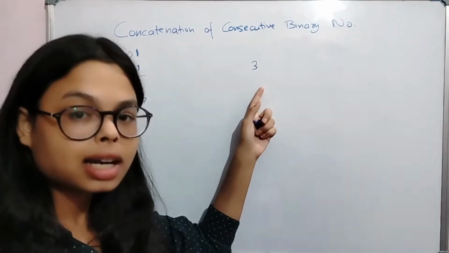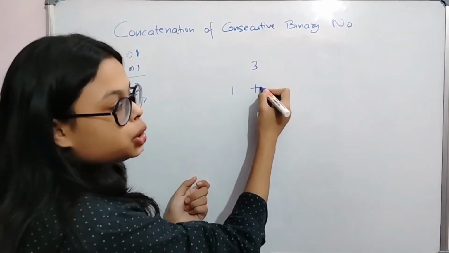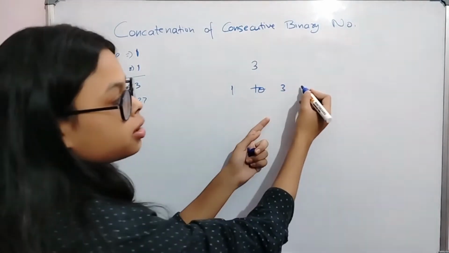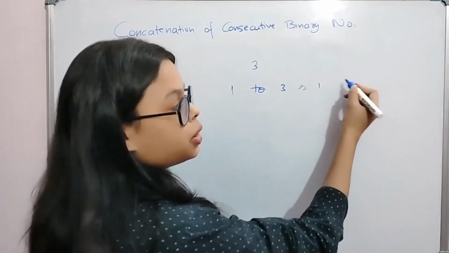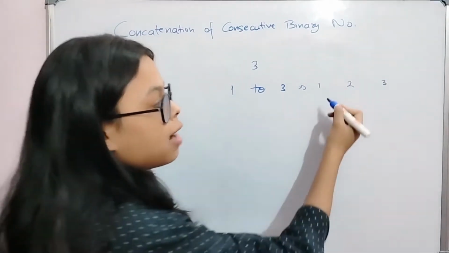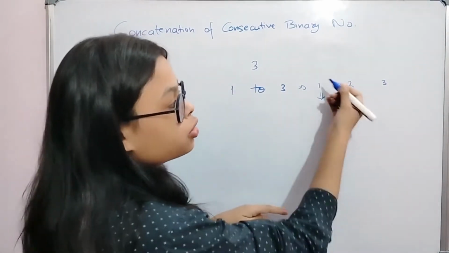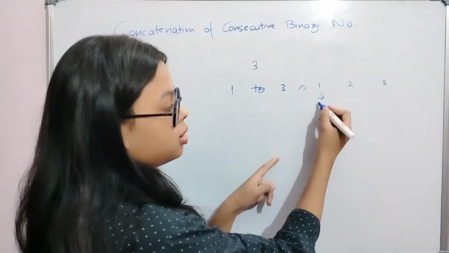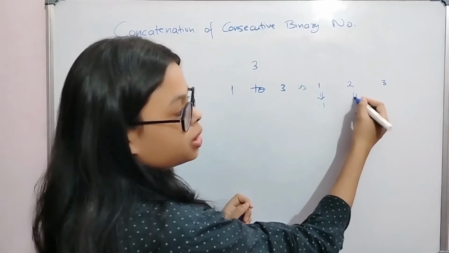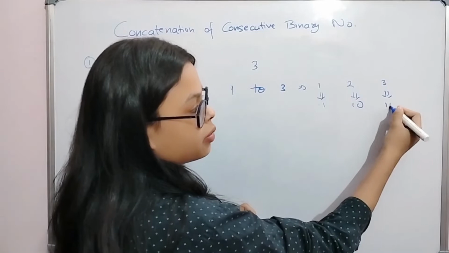The question is asking that, traversing from 1 to 3, we will get 1, 2, and 3. Now we have to convert these numbers into their corresponding binary numbers. The binary of 1 is 1, the binary of 2 is 10, and for 3 it will be 11.